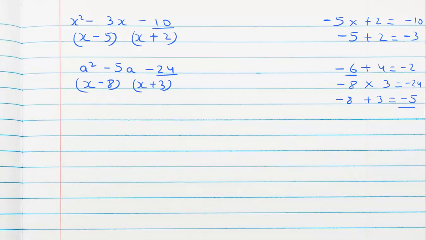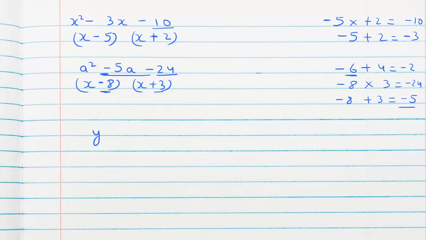So just remember, when the last term is negative, the bigger number is positive and the smaller number is negative. But when both are negative, like this one, the bigger number 8 is big, right? That becomes negative, and 3 is smaller, so that becomes positive.